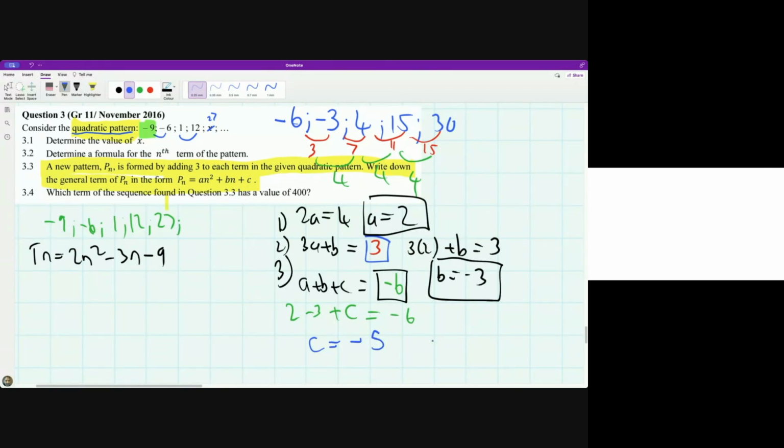So what is the equation of the new, or let's call it Pn, not Tn? Pn is equal to 2n squared minus 3n minus 5. And let's just check that one more time just in case. a plus b plus c is minus 6. 2 minus 3 plus c is minus 6. That's minus 1. That becomes plus 1. And we get that.